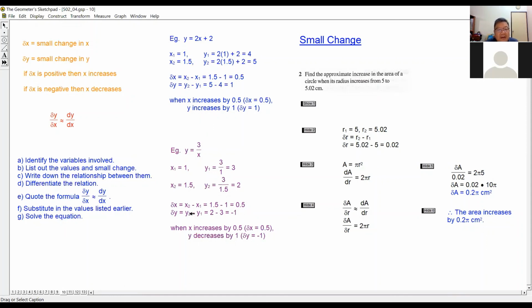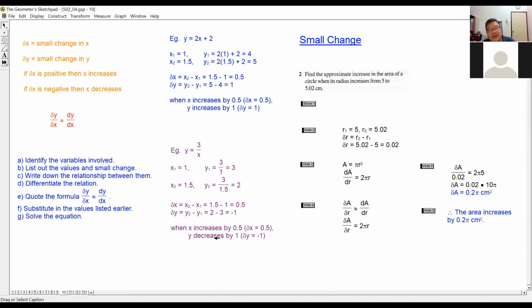And so you must not reverse the order. It should be y2 minus y1, x2 minus x1, and not the other way around. It is not x1 minus x2, y1 minus y2, no, right? So from here we know x increases by 0.5, y decreases by 1.